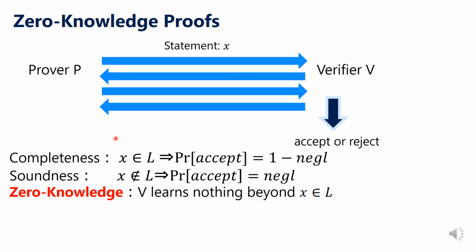The first is completeness, which means that if the statement is true and both parties run honestly, then the verifier accepts with probability 1 minus negligible. The second is soundness, which means that if the statement is false, then the verifier accepts with negligible probability. And the third is the zero knowledge property, which roughly means that the verifier learns nothing beyond the fact that the statement is true. In the next slide, I will explain a little more detail about the definition of zero knowledge.